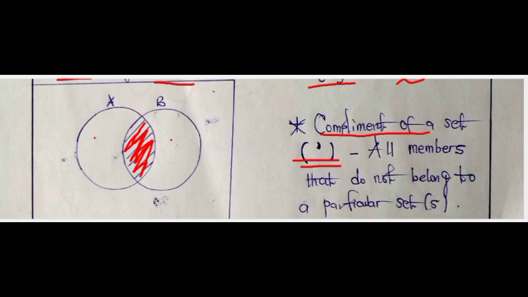So complement of a set, ladies and gentlemen, are all members that do not belong to a particular set. The key word there is do not belong. So all the members that do not belong to a particular set or sets, that is what we mean by complement of a set. I will repeat, all the members that do not belong to particular sets.